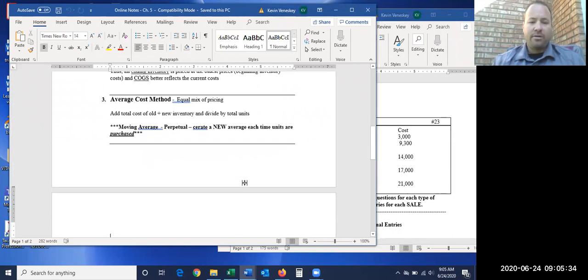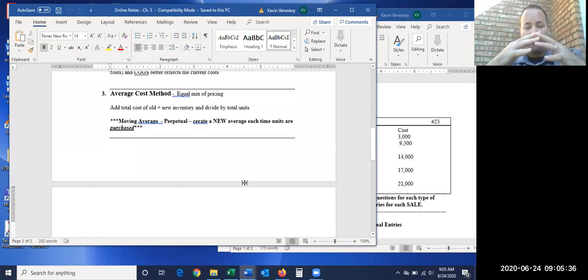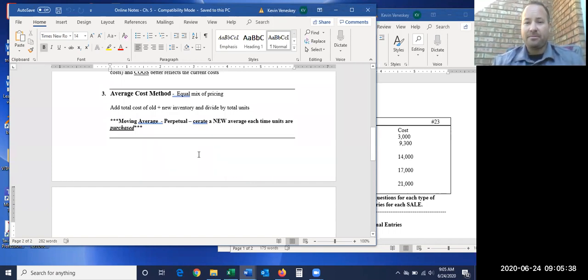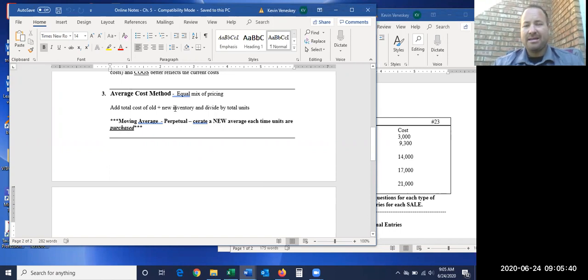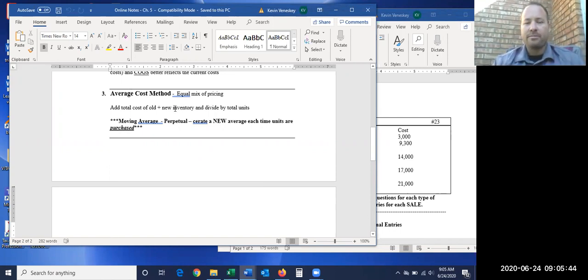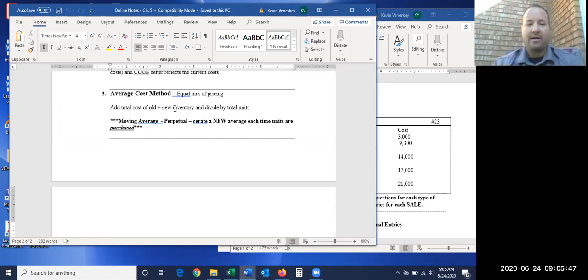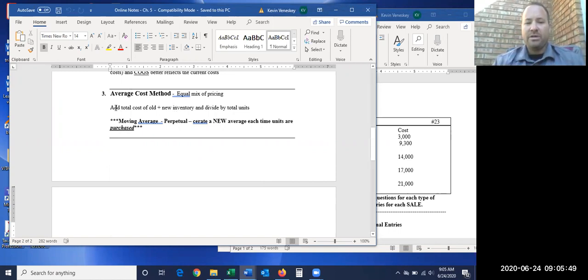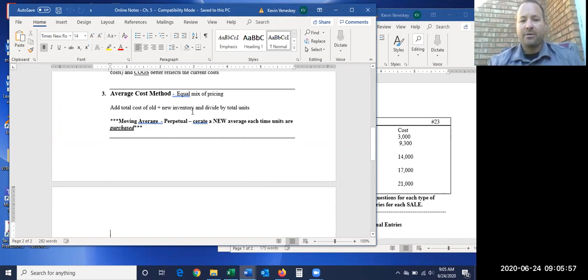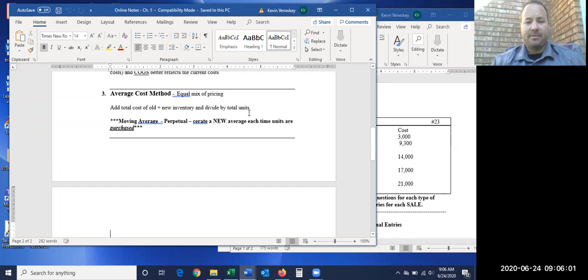And then a real good way to solve that is just to do the average method. The average method, it's always moving. It's never exactly what you bought it for. It's going to be the average of everything you have. And all you've got to do is just add all of your costs, add the total cost of all of your old plus new inventory, add them together, and then divide by how many units you have.